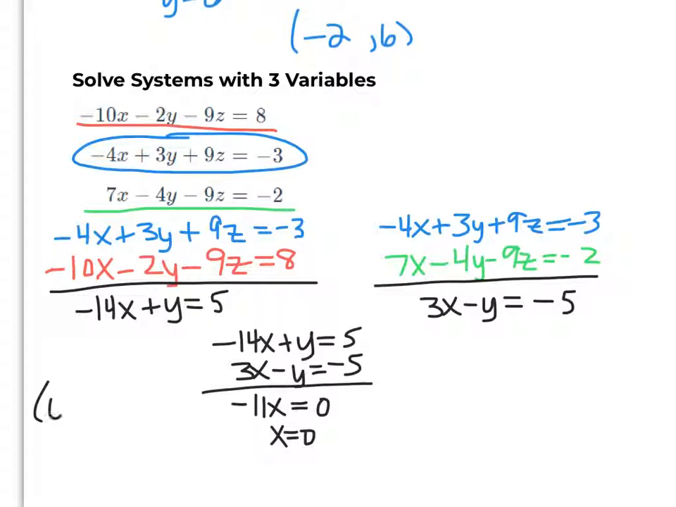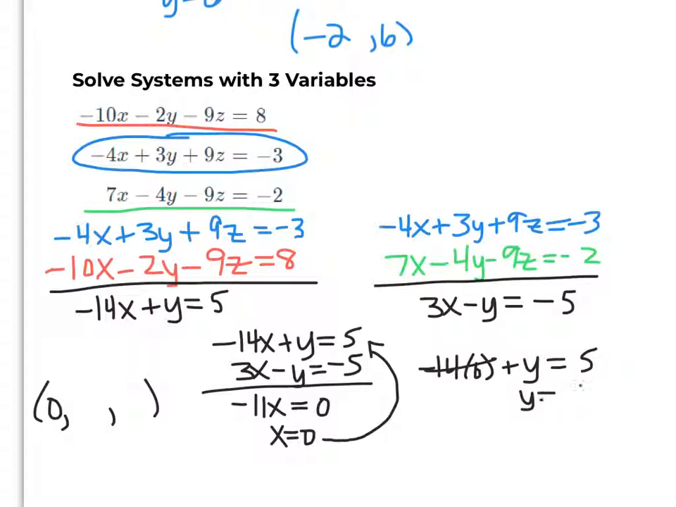And my 3 coordinate point. Now I'm going to plug that back into one of these equations. So I'm going to use this one. So negative 14 times 0 plus y equals 5. So that's going to cancel and give me that y is 5.